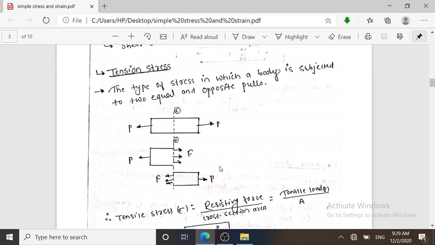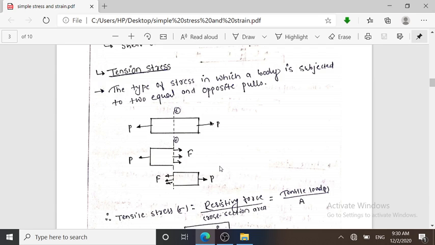Tensile stress is when the body is subjected to two equal and opposite pull forces. Imagine you have a rectangular shape of body in your hand. Or imagine you have a strip of paper in your hand. If you pull the paper externally, if you apply the load on the paper with two equal and opposite pull forces, then the paper must go under tearing. जब हम लोग पेपर को बाहर की तरफ खींचेंगे तो पेपर वहाँ पे फट जाएगा.